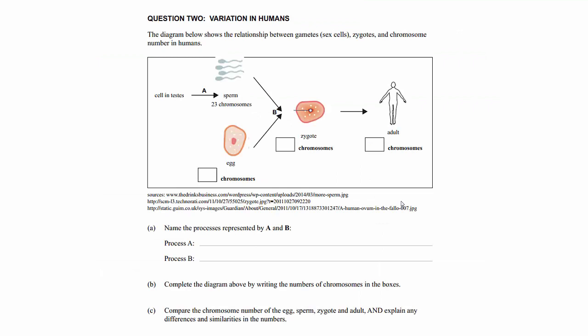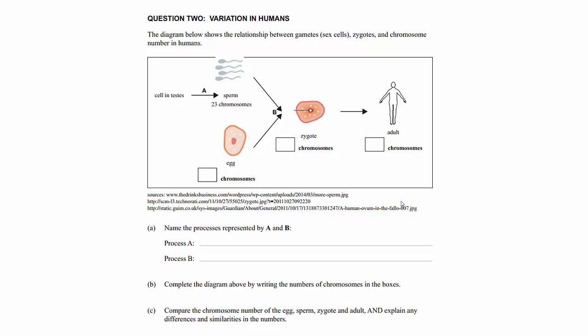Okay, so back to question 2. Hopefully you've been able to name the processes A and B. Process A is meiosis, and process B, when a sperm and an egg join together, is fertilization. The next thing you needed to do was to complete the diagram by adding the numbers of chromosomes in the boxes. So hopefully you got that the egg is going to have 23 chromosomes, same as the sperm.